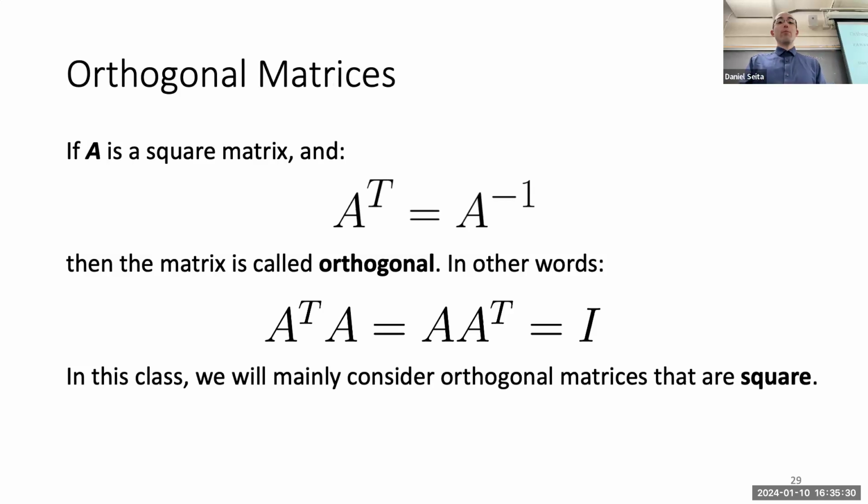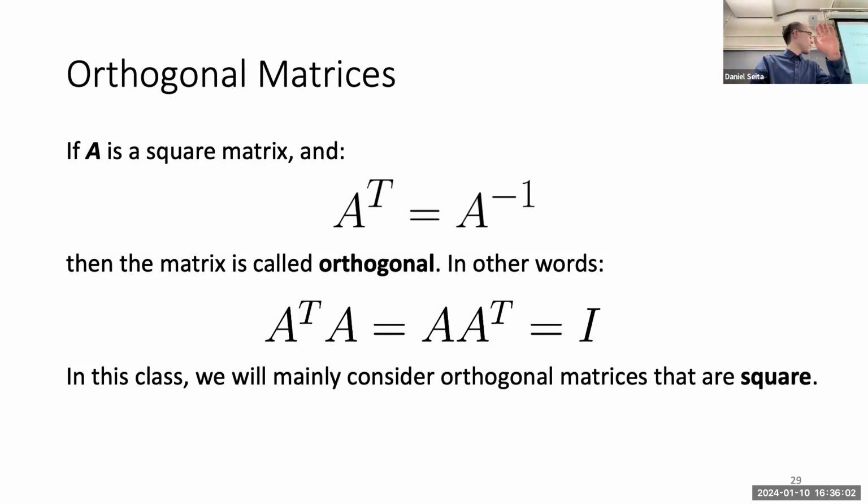All right, so orthogonal matrices. If we have a square matrix and the condition holds that A transpose is the same as A inverse, then the matrix is orthogonal. Remember that by definition of an inverse, A inverse times A would be the identity. But with an orthogonal matrix, you can substitute it with the transpose.